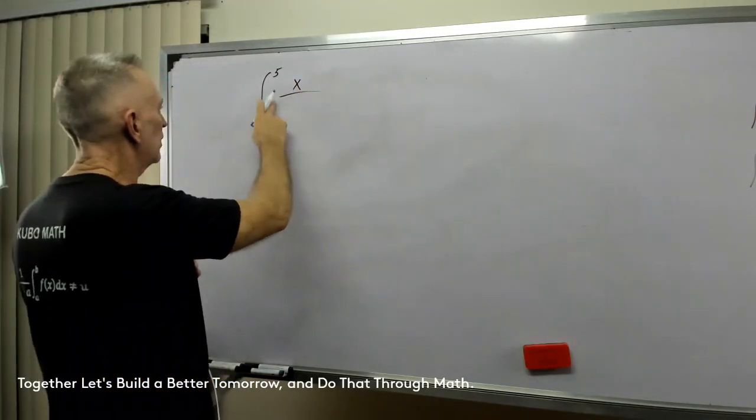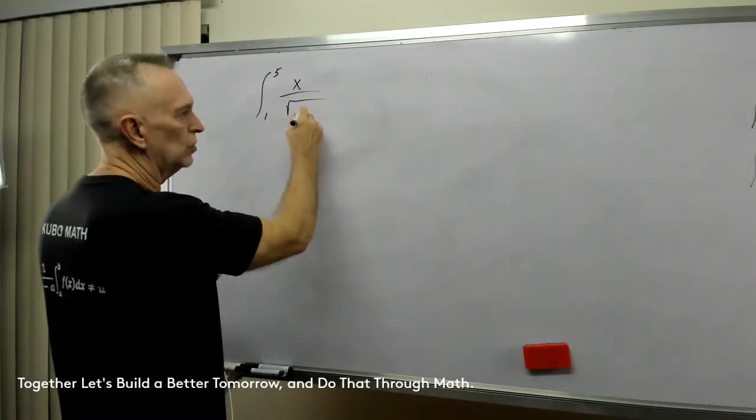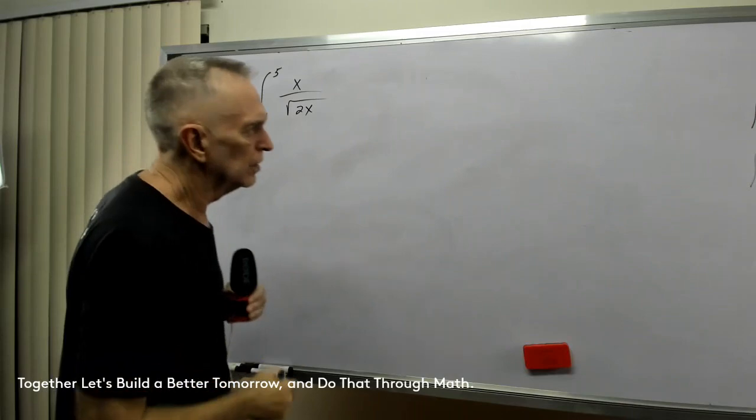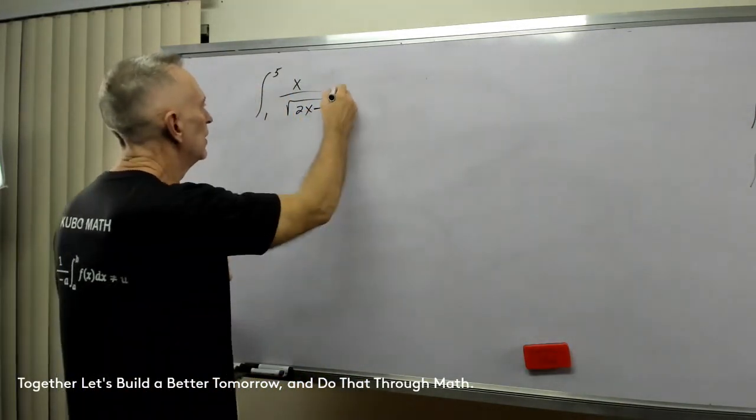All right, we got the integral from 1 to 5 of x over the square root of 2x, I think that's minus 1, dx.